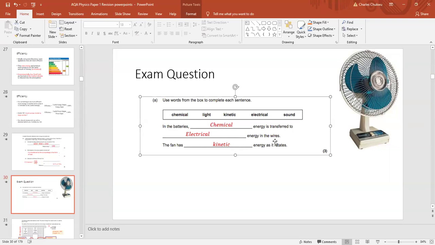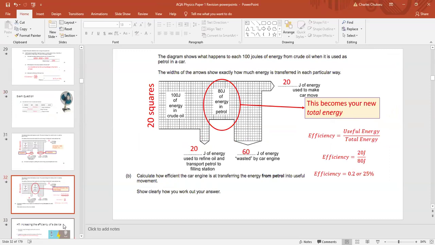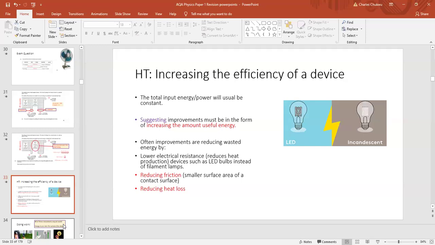So that means there's chemical to kinetic at a point, and then kinetic will now help to generate electricity. So that's electrical energy. That's the whole idea. In an electric iron, it's simply electrical energy to heat energy. That's what's happening in an electric iron.